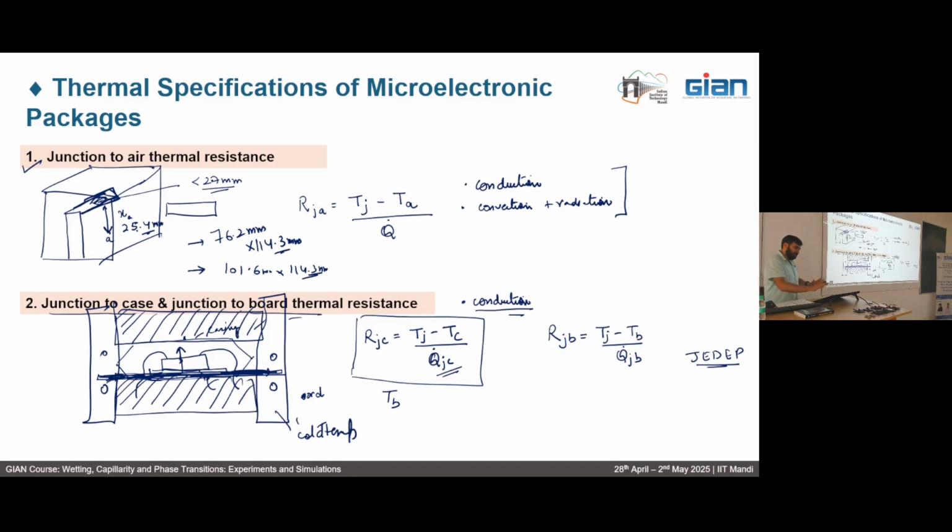So that is just defined by this agency whose name is JEDEC, and it is also known as Joint Electronics Device Engineers. So this agency gives the standard, so that whenever any manufacturer is making devices, they have to comply with these standards to give us the resistance of this device from junction to air, the resistance of this device from junction to board and junction to casing. Right.